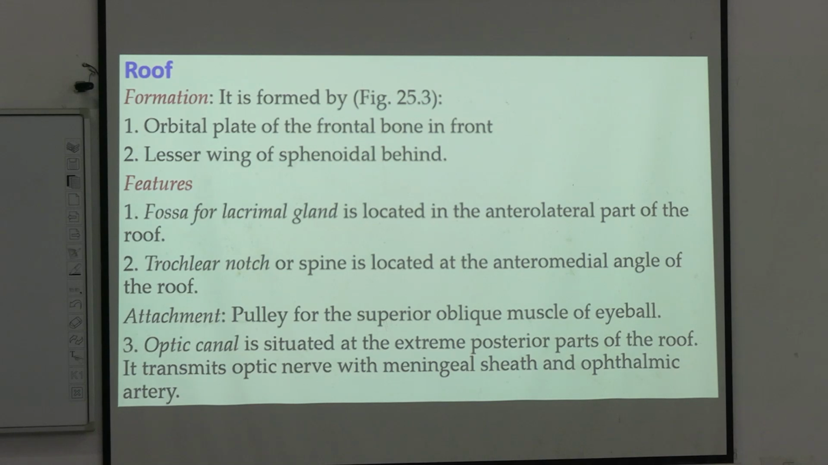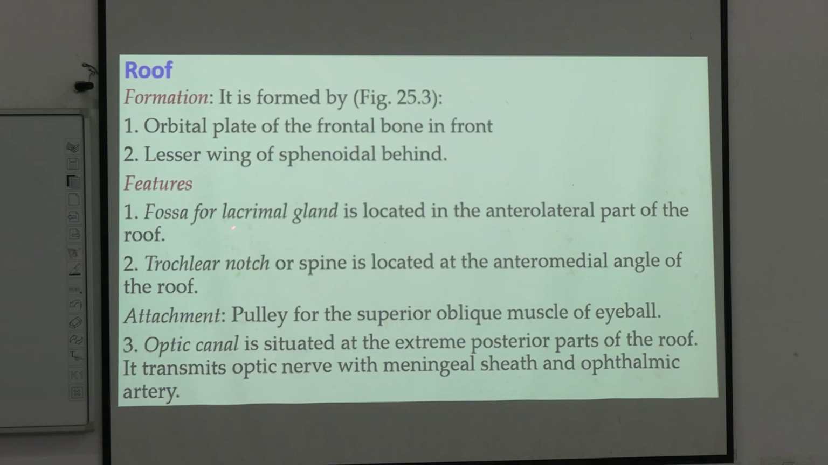Now, the roof. It is formed by the orbital plate of the frontal bone in front and the lesser wing of sphenoid behind. When you see the transverse section of the skull and are studying this, you have to see that the roof is formed by the orbital plate of the frontal bone and the lesser wing of sphenoid.